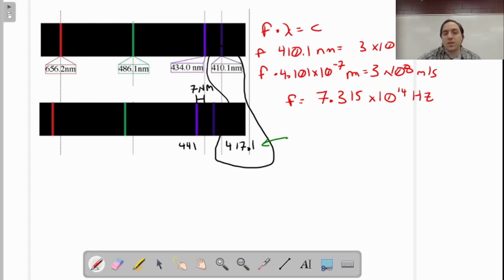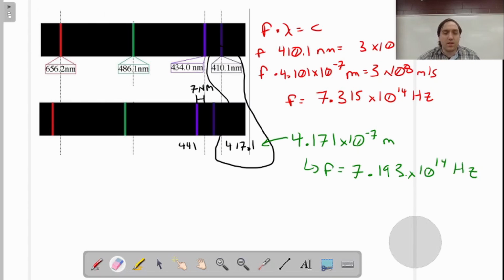Go ahead and find the frequency that corresponds to this 417. If you did the math carefully, you should get these values, 4.171 times 10 to the negative 7th meters instead of nanometers, which gives me a frequency of 7.193 times 10 to the 14th hertz. Very large numbers, with a notable difference between them. I can then take this and put into the Doppler equation. f prime equals (v plus or minus vo) over (v minus or plus vs) times f naught.